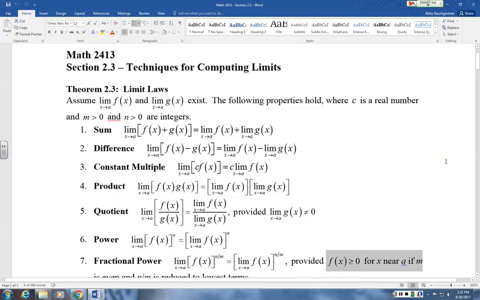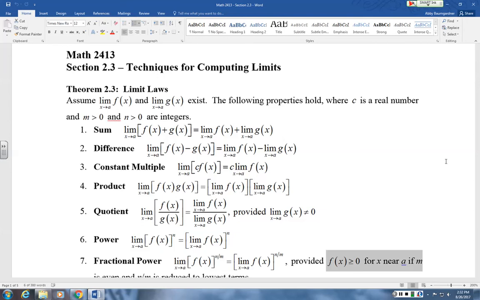All right, section 2.3 covers techniques for computing limits. The first thing we see here is theorem 2.3, and we actually need to remember its name. We have to remember that we're calling it theorem 2.3 because we're going to reference it in just a little bit when we do some proofs.